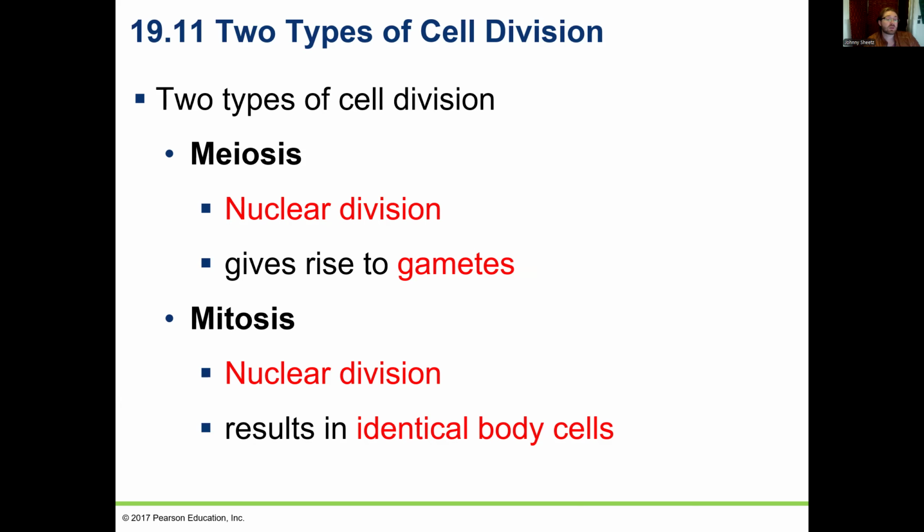Now, the two types of cell division, meiosis and mitosis, both lead to nuclear division and give rise to offspring. However, in meiosis, we give rise to gametes, also known as reproductive cells, while in mitosis, we create cloned cells, cells that are identical to the parent cell. Multicellular organisms like us use both types of process.